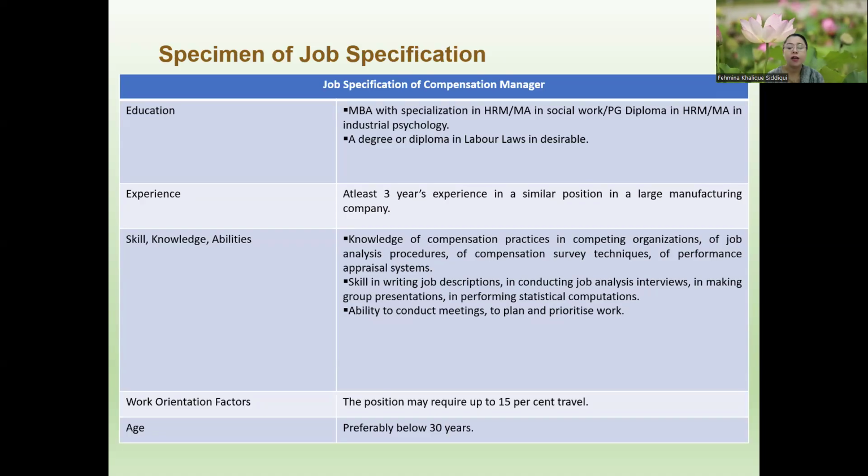Work orientation factors would be how much travel is required in a particular job, or how much field work is required in a particular job. So maybe 15% travel is required for a compensation manager, and the ideal age is less than 30 years for a good compensation manager for our job.